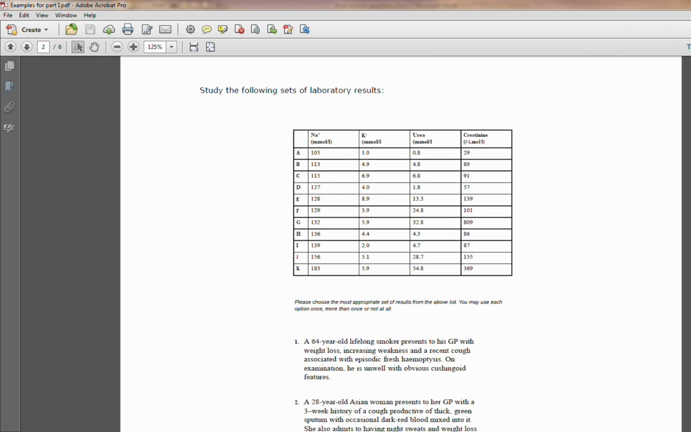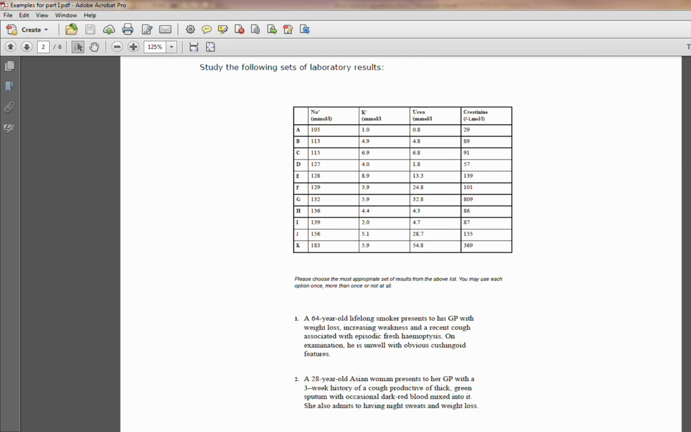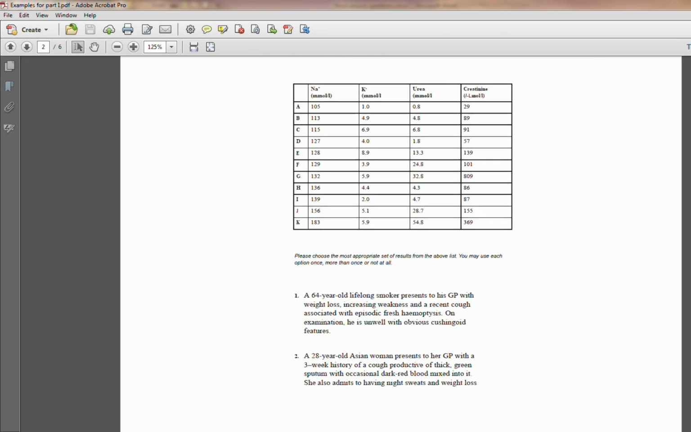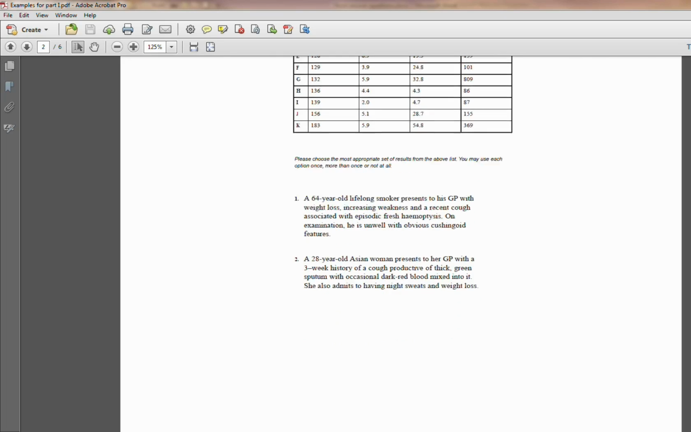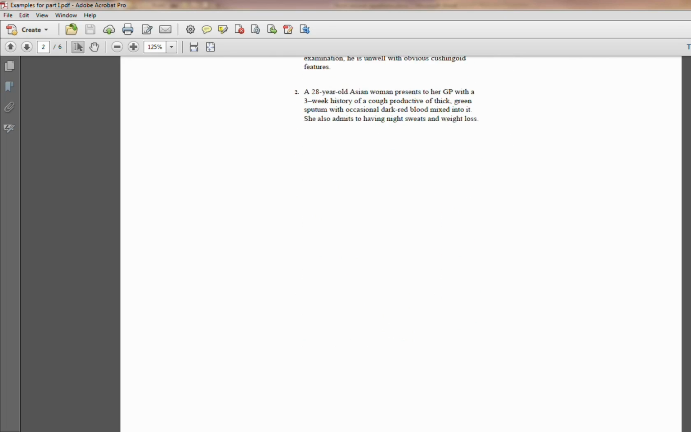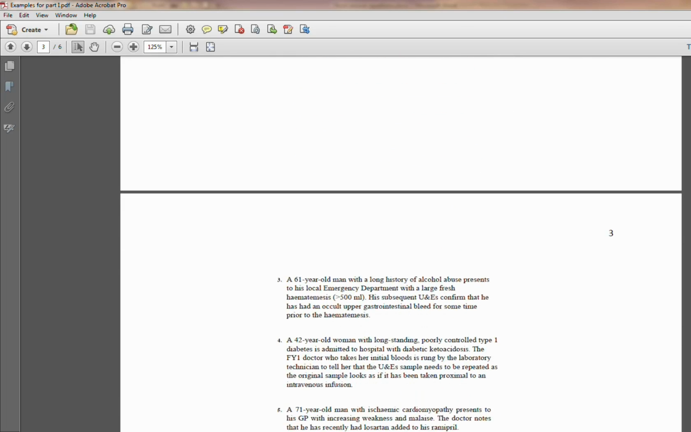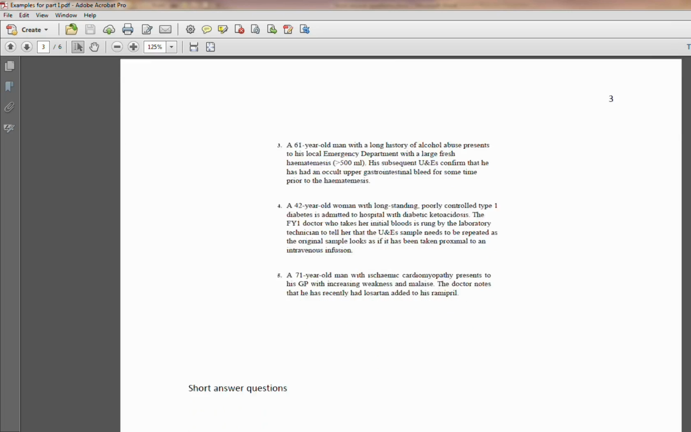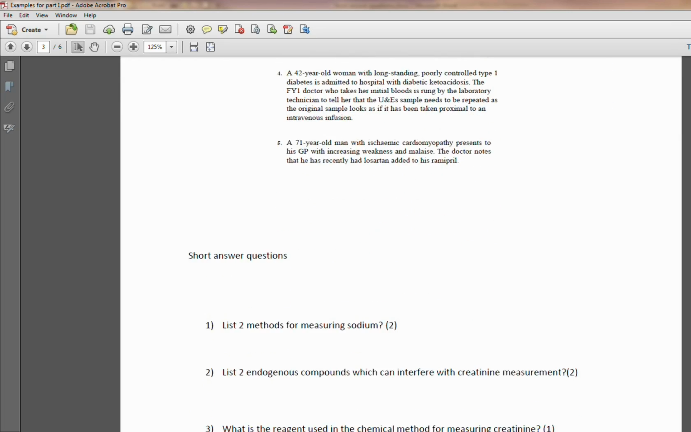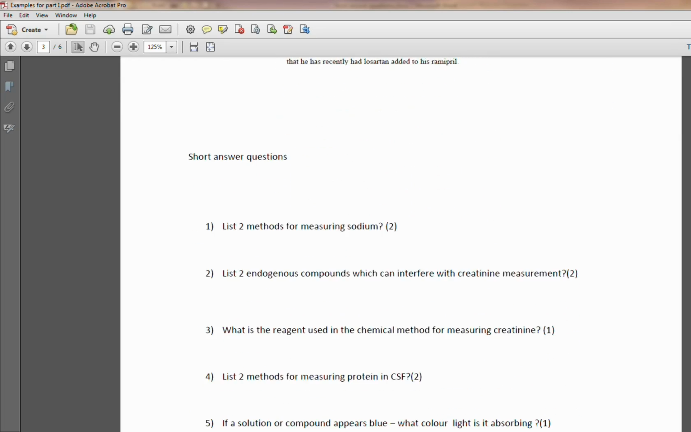Here's another example. You've got a set of results, so sodium, potassium, urea, and creatinine. You've got 3, 6, 9, 12 sets of results. You have to look at those results and relate them to the clinical scenario that's listed. So that's another example of an extended matching question.